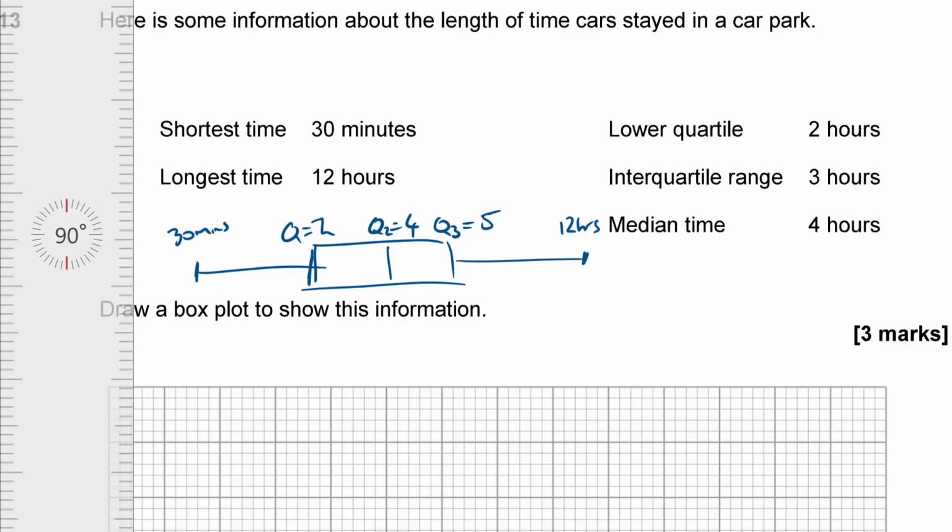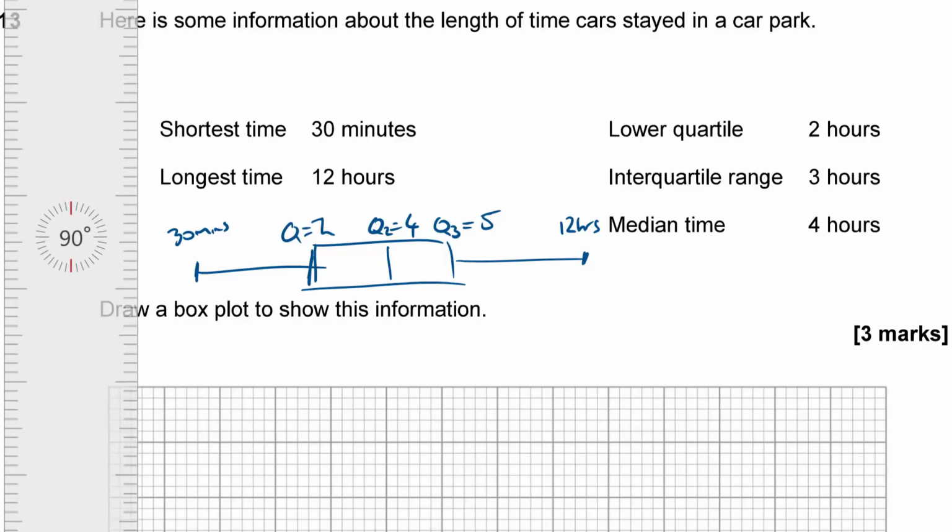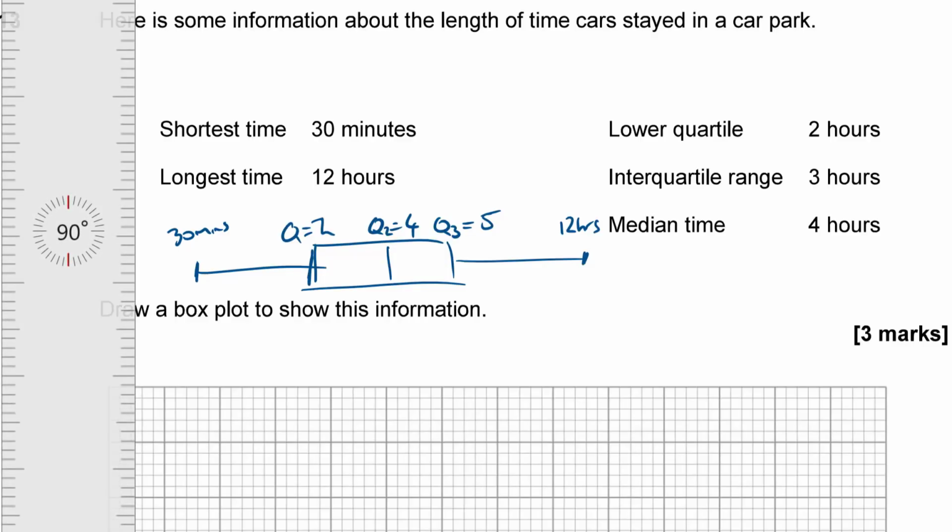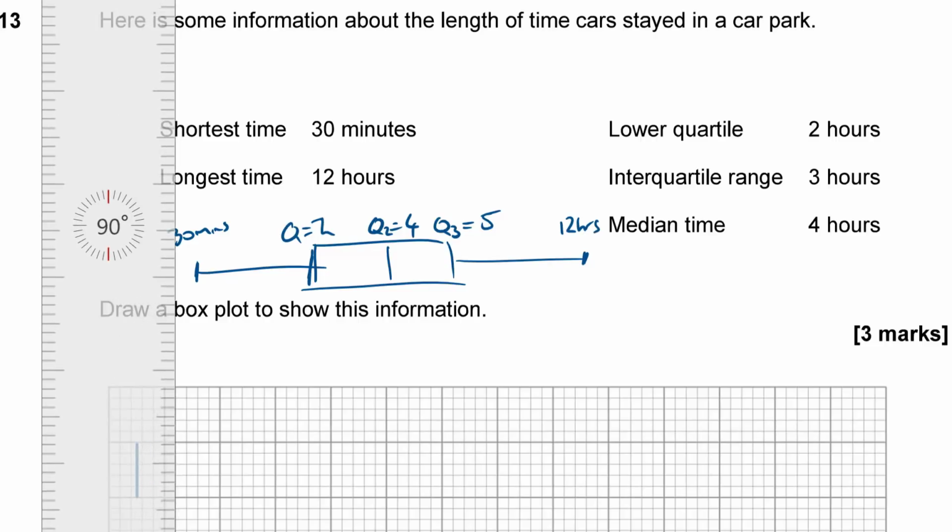Right, so I'm going to draw a line at 30 minutes, which is half an hour. So that's going to be halfway between 0 and 1. Now you should be drawing this in pencil. I'm going to use blue ink because my pencil won't show up very well. But all diagrams should be done in pencil.